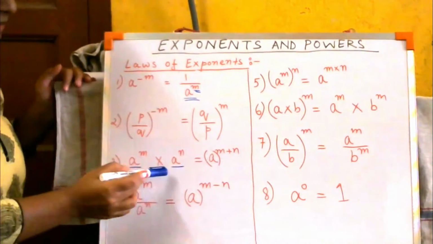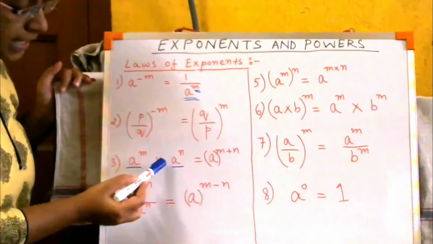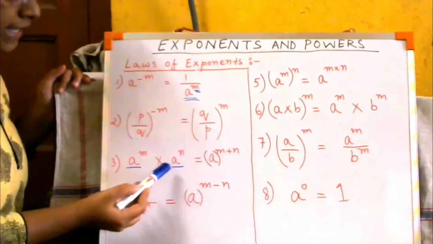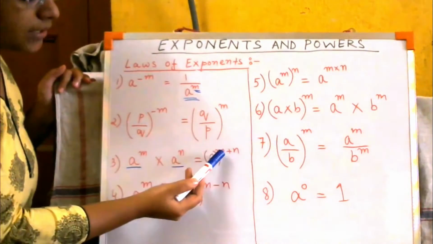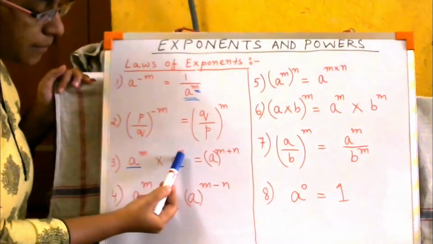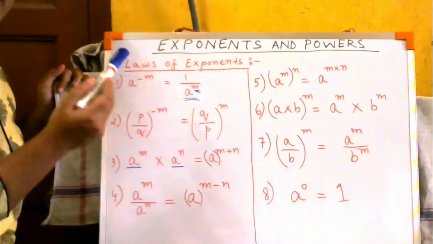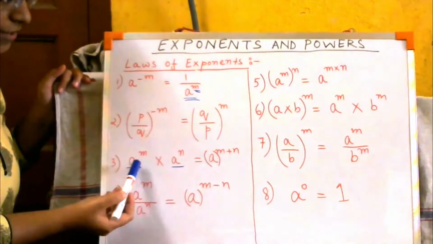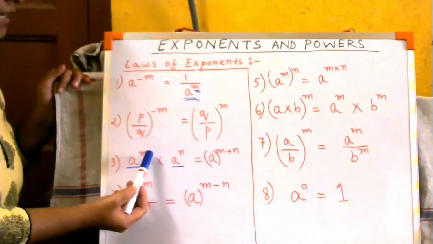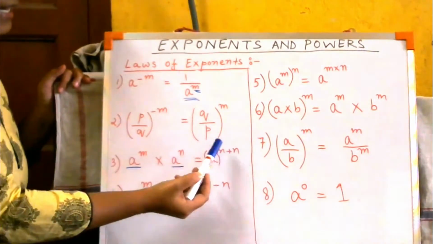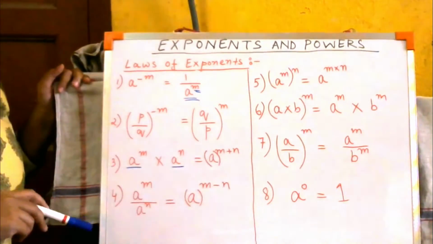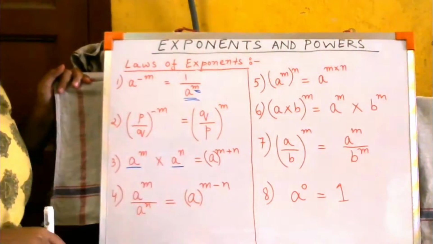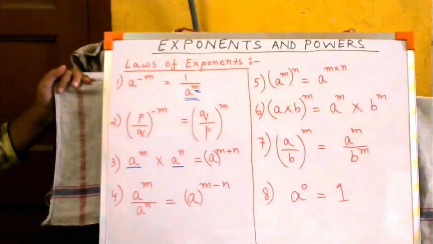But if the bases are the same, powers are different, and there is a multiplication sign in between, what are you going to do? Simply write a to the power m plus n. We just add the powers. In case of multiplication, we just add the powers. Just write the base a and add the powers m plus n. Whatever you get, that is your answer. We are going to see all the laws and apply them to the sums in the next video lecture.